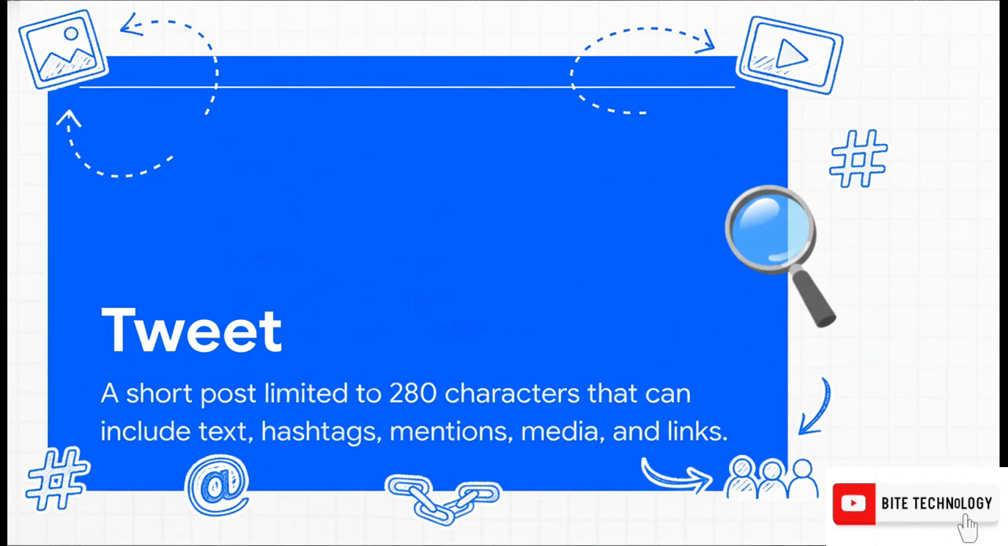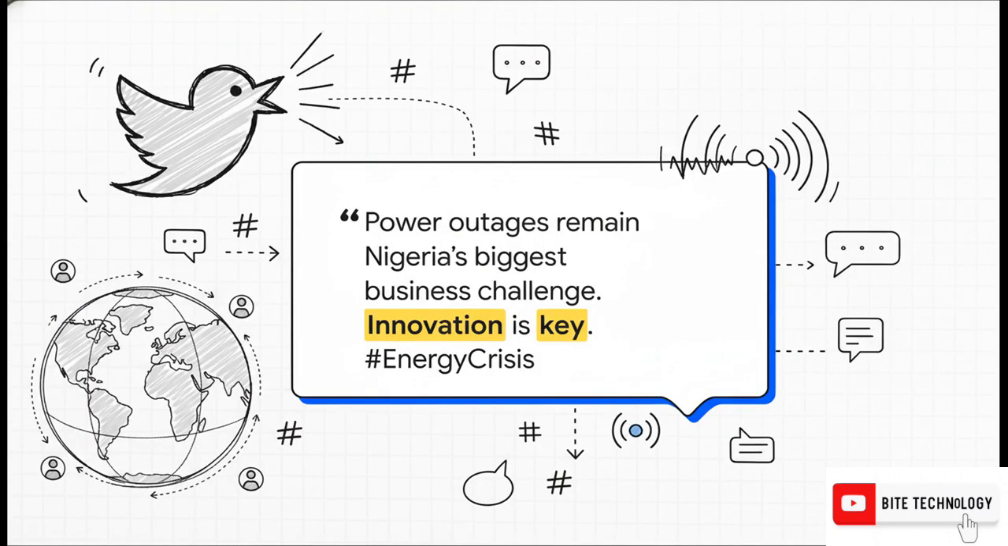Sounds pretty restrictive, right? But the real magic is what you can cram into that tiny space. You've got text, sure, but you can also throw in images, videos, links, and of course, the two symbols that basically reinvented how we talk online, the hashtag and the @ symbol. And check this out. This is a perfect example of how much you can do in one little tweet. You've got a strong opinion on a really important business challenge in Nigeria. It's got the hashtag energy crisis, so anyone interested in that topic can find it. And just like that, boom, a conversation starts.